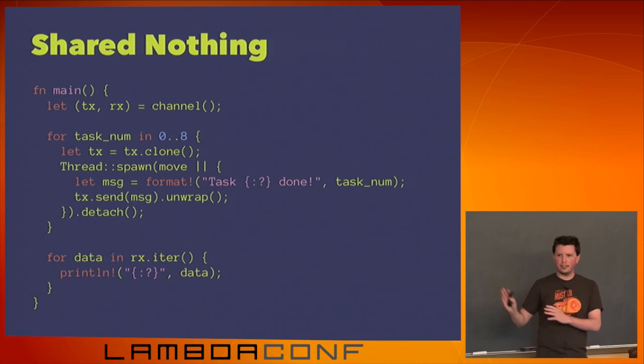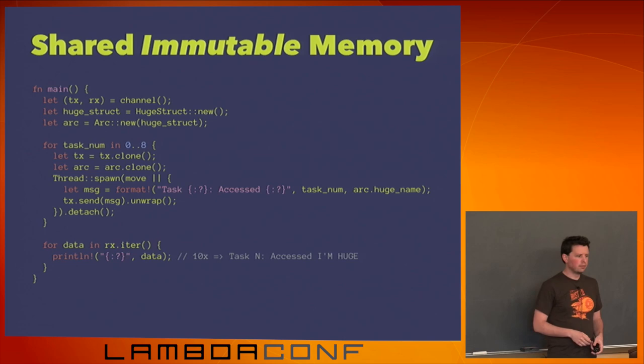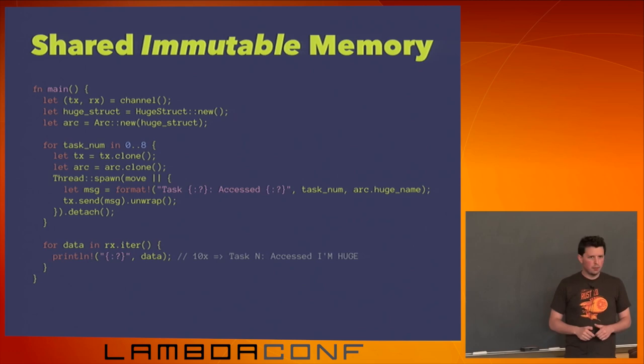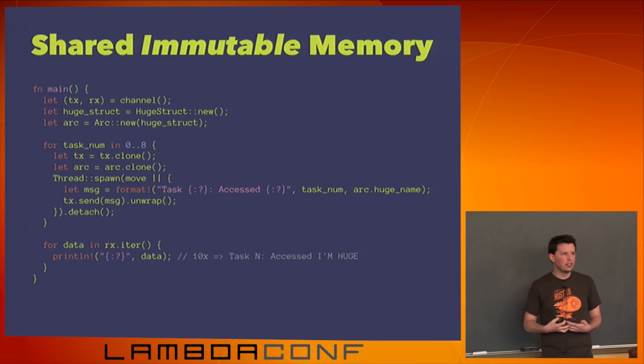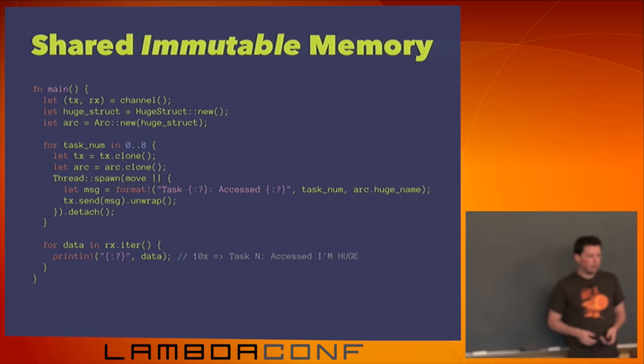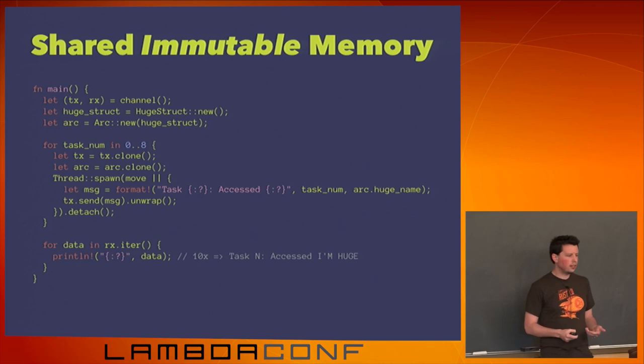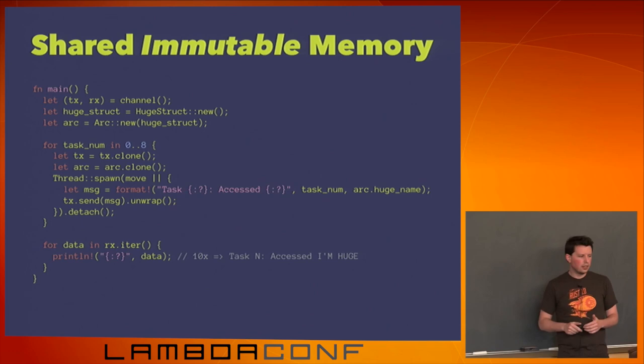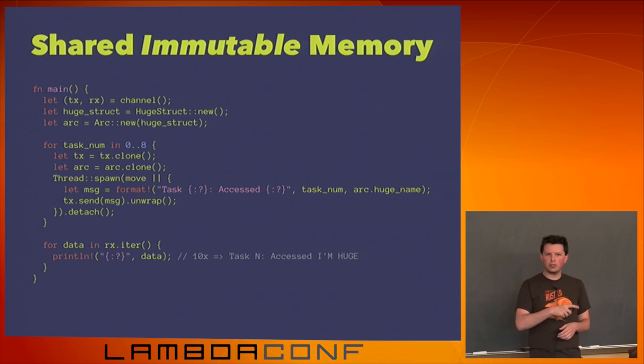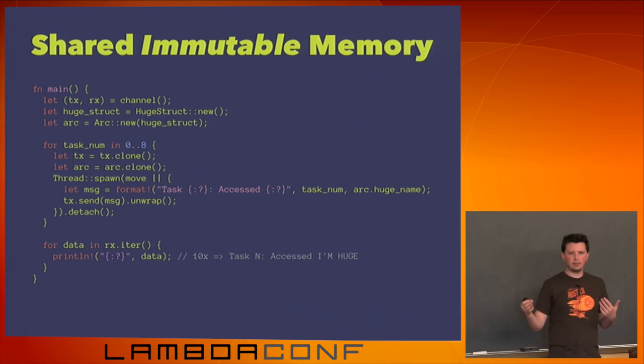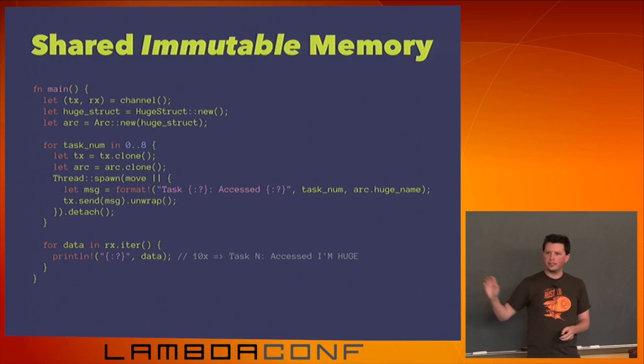We can instead provide shared immutable memory, and this lets us know that we're never going to actually end up mutating anything. And this is sort of like the Haskell closure functional model of doing things. So we start off with the same sort of channel idea, but this time we have a huge struct that we want to share between our threads, but we don't necessarily want to copy it around. We don't want any one particular thread to own it. So we can clone that atomically reference counted pointer that owns our struct. And then we can have ownership of that pointer be transferred into the new thread. And regardless of which thread actually finishes first, it's all being counted at runtime in a thread safe way.